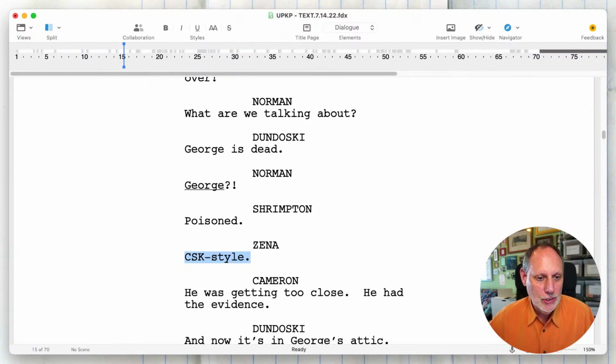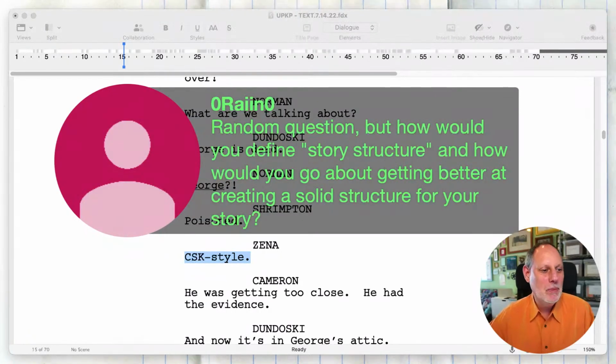So I'll just answer a question. Random question, but how would you define story structure, and how would you go about getting better at creating a solid structure? Well, this is tricky because essentially story structure is just structure. It's just the outline of the story.